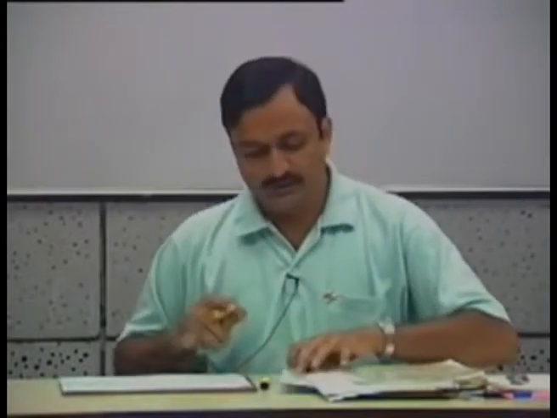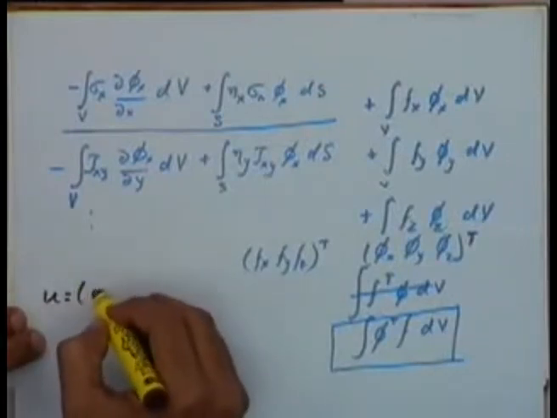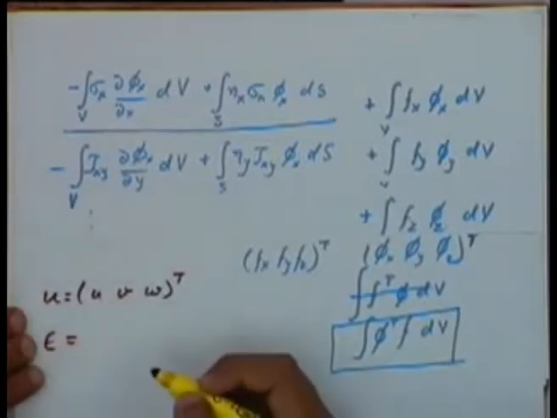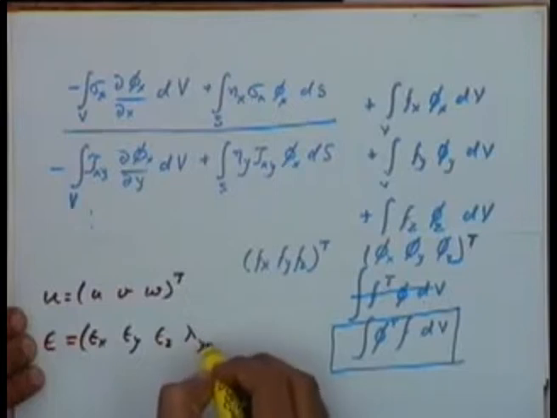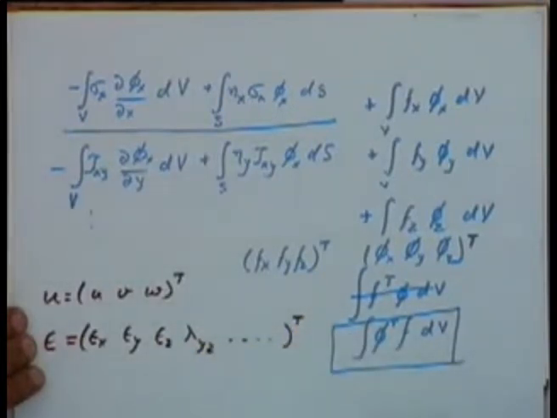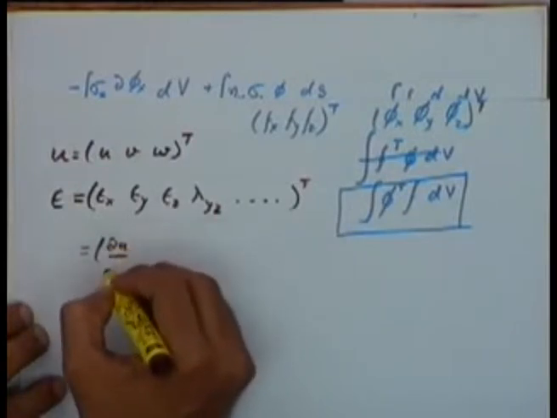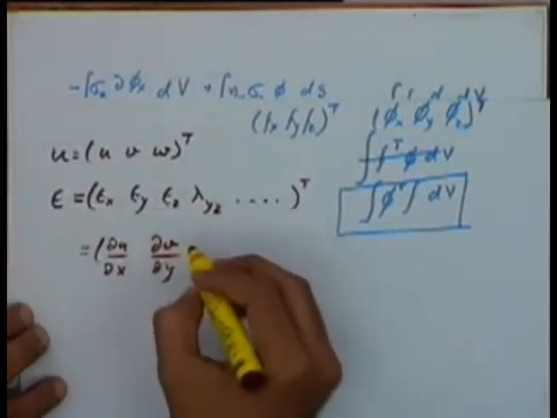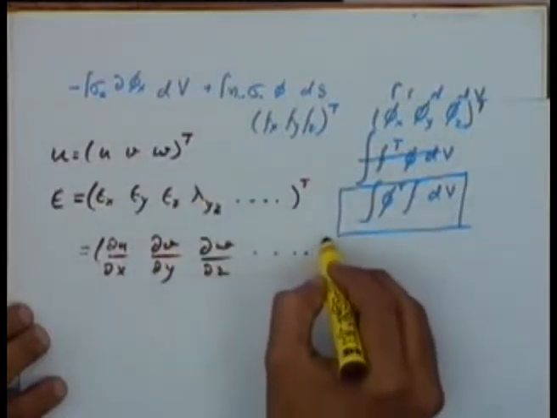if you remember the definition of epsilon, okay, if you have any deformation u, the corresponding epsilon, this u is the vector u v w, the corresponding epsilon or the strain vector, this we said would be epsilon x, epsilon y, epsilon z, lambda yz and so on transpose. Okay. Again epsilon x we said is del u by del x, epsilon y is del v by del y, epsilon z is del w by del z. Okay. Similarly, we have terms for lambda yz and so on.